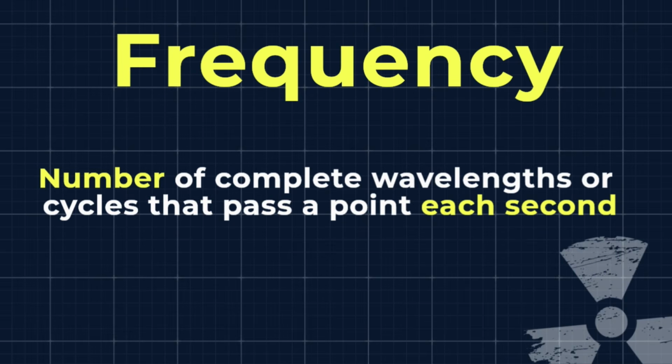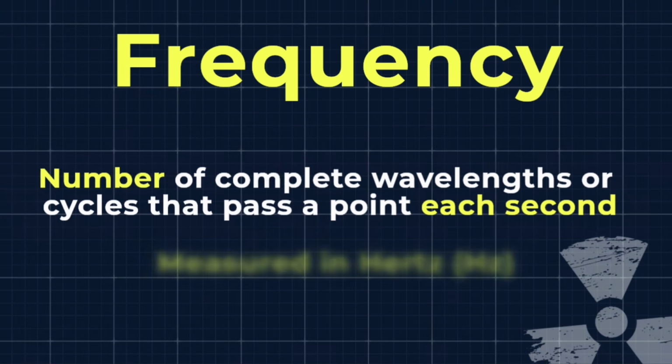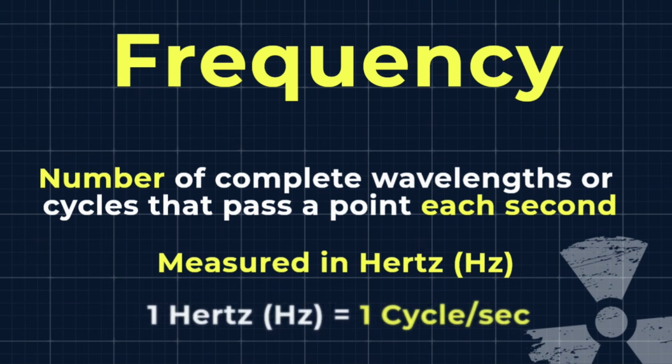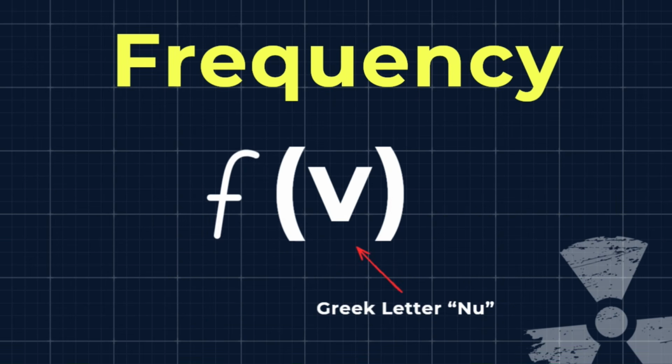All right, from there, let's look at frequency. This is the number of complete wavelengths or cycles that pass a point each second. If you remember, 1 complete wavelength or cycle goes from one crest to the next crest, or one trough to the next trough. Frequency is always measured in hertz, where 1 hertz equals 1 cycle per second, which again would amount to 1 complete wavelength. It's represented by the lowercase f, or the Greek letter nu.